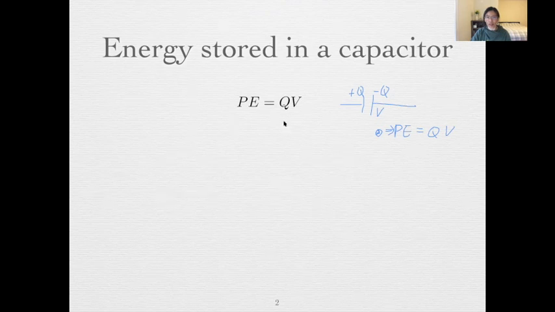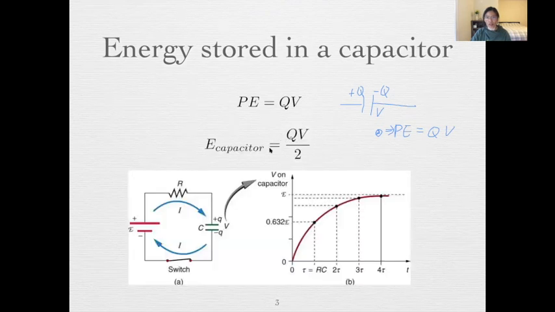But here, you need to be careful: the energy stored on a capacitor is a little bit off. It's actually QV over 2. So where's that 2 coming from? To figure out this 2, we need to think more about the charging process.